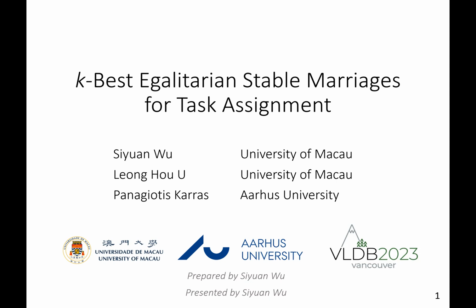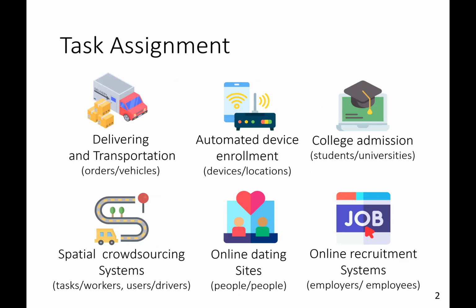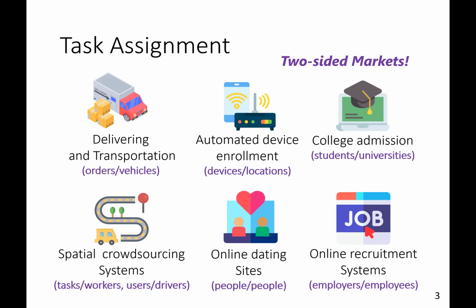In this video, I will introduce our work, K-best egalitarian stable marriages for task assignment. Task assignment has many applications in the real world, such as delivering and transportation, spatial crowdsourcing systems, and online dating. These applications usually have requirements from agents on two different parties. For example, in spatial crowdsourcing systems, workers consider distance, and tasks require working skills.